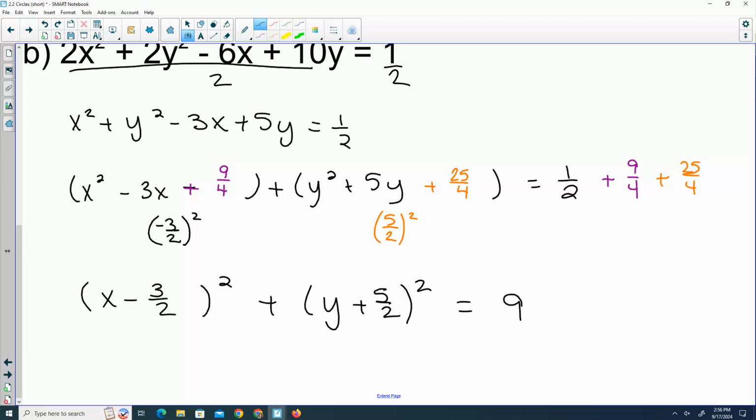Jake, you hear me? Alright, so is this one going to be a circle? Yes. What's the center? 3/2, -5/2. What's our radius? 3.